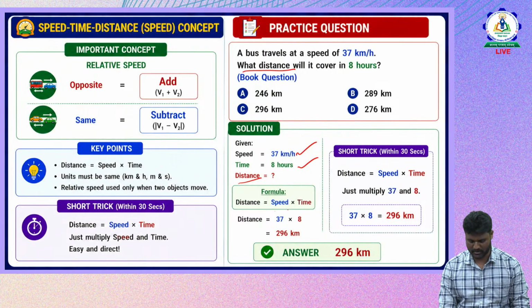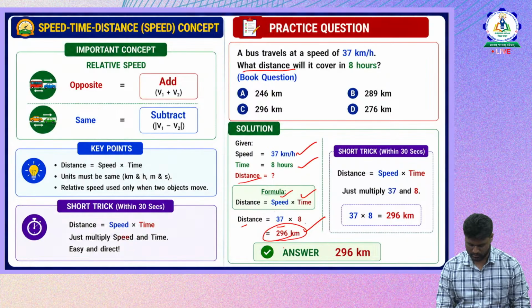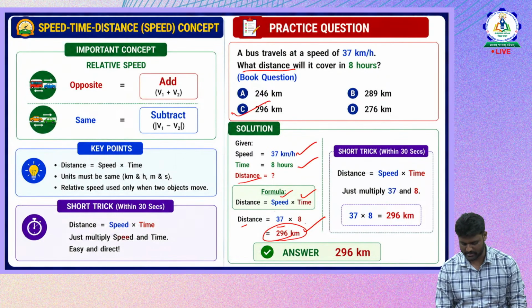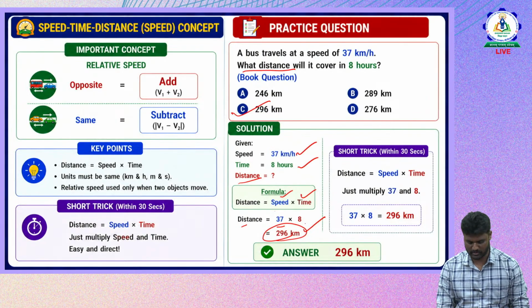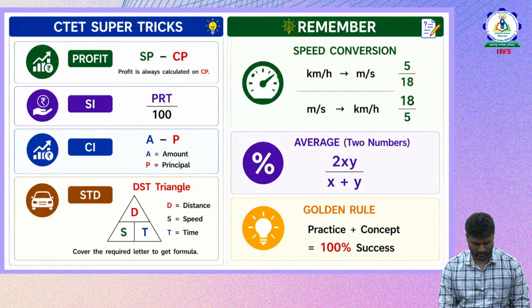So we know the speed, we know the time, and we apply the speed and time in the formula, so that means 37 into 8. When you multiply this one, we'll get 296 kilometers. Where is the option? Option C is the correct one, 296 kilometers. So directly apply the formula in this question, we'll get the answer.